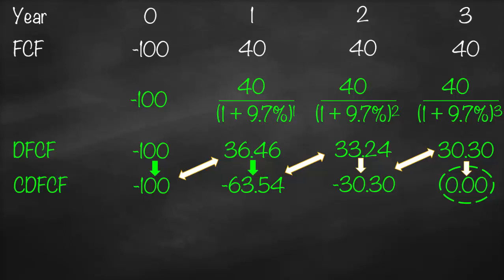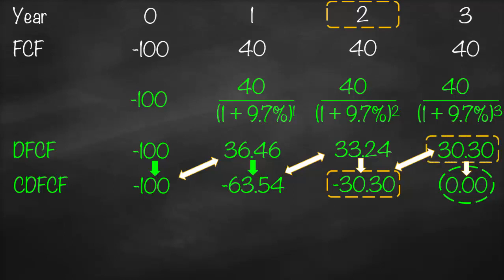Then we need to calculate our discounted payback period. So what will be our discounted payback period? Simply, our cumulative discounted free cash flow will be zero. Therefore, I know that it will be zero in year three. So I can just say year three directly, or I can use the formula. Where is our last negative cumulative discounted free cash flow? It will be negative 30.3. At which year? Year two.